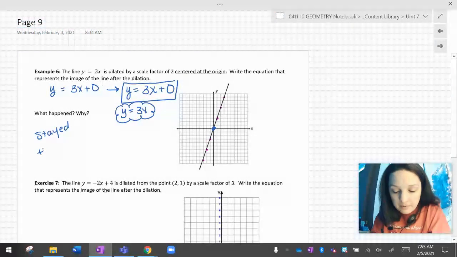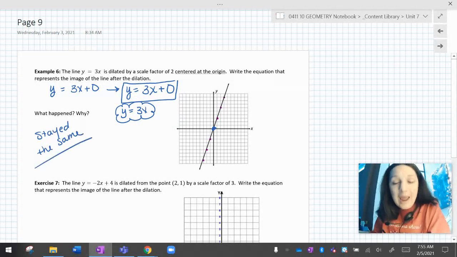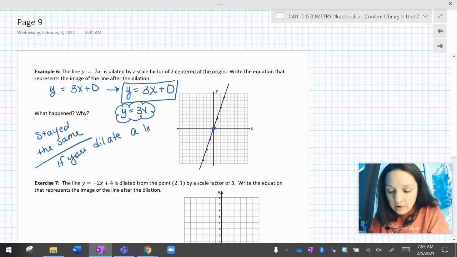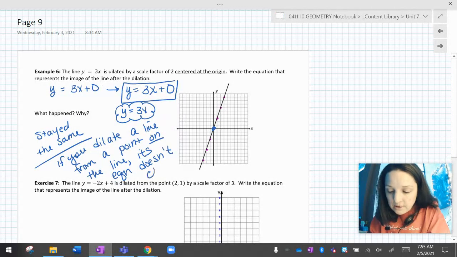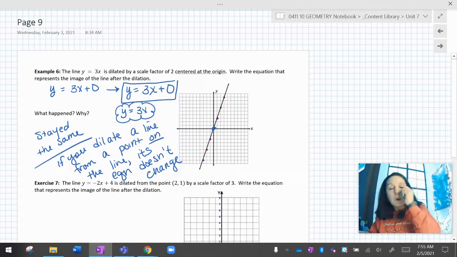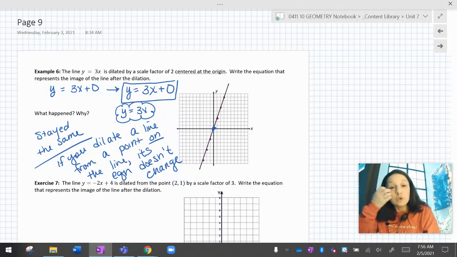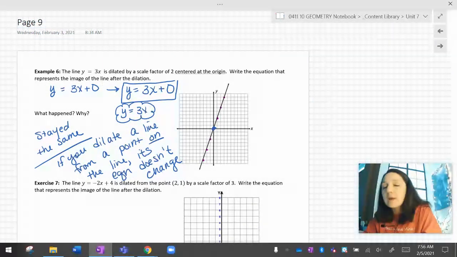Why did it happen? Well, it happened because if you dilate a line from a point on the line, its equation doesn't change. We dilated y equals 3x centered at the origin. y equals 3x contains the origin. So if you dilate a line from a point on the line, it doesn't do anything. Nothing happens. Okay?